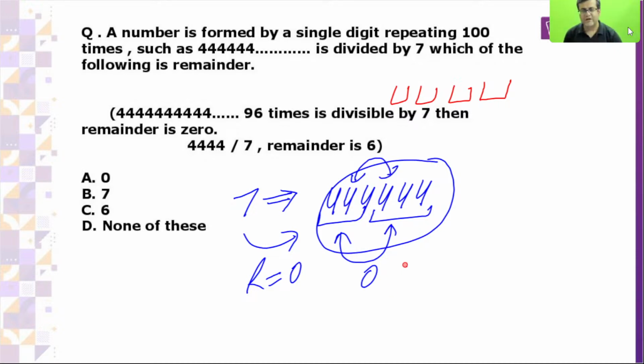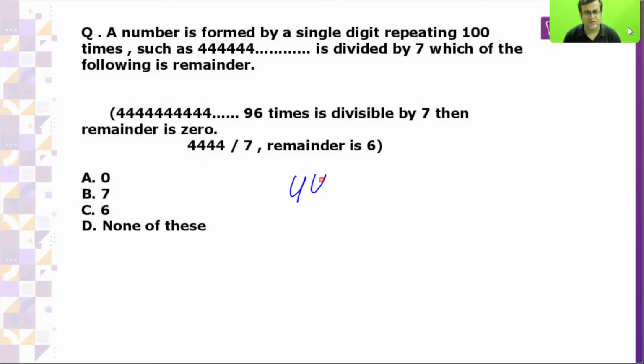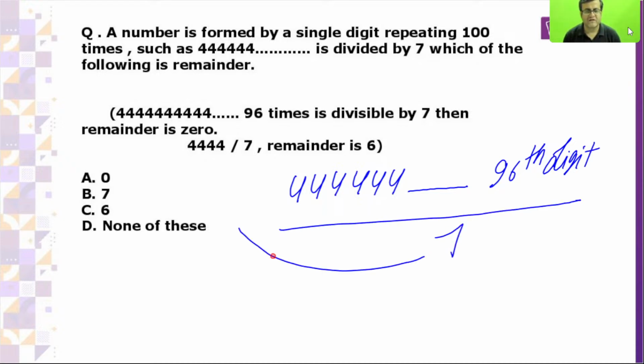So 3 times, 3 times, 6 times. If you take 96 times, it will be divisible by 7. I mean to say 4, 4, 4, 4, 4, 4 goes up to the 96th digit. This complete number is divisible by 7. Remainder will be 0. But total there are 100 digits, so the last 4 digits are still left: 4, 4, 4, 4. I will have to check with 7.